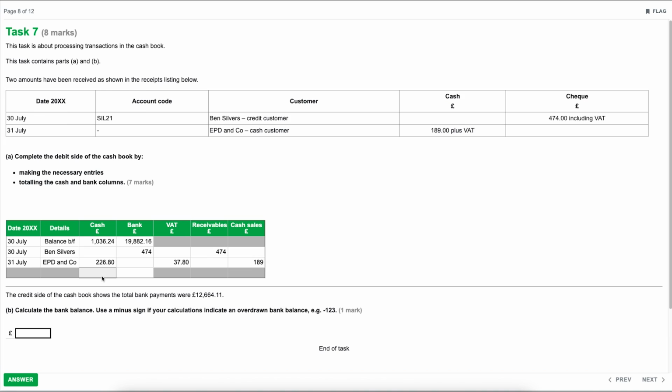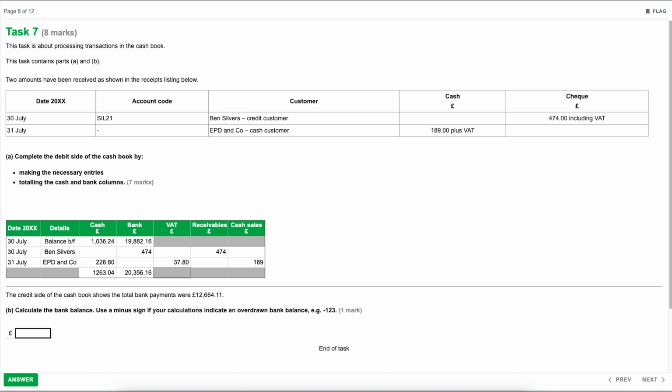So add the two columns together and we get a total for our cash column of £1,263.04. And then in the bank column, we get £20,356.16.